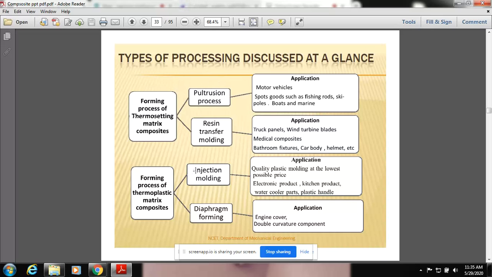Injection molding is also closed molding. Diaphragm forming comes under closed processes. Resin transfer is also under closed processes. The only open process is the hand layup process.